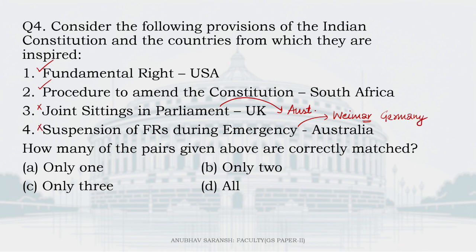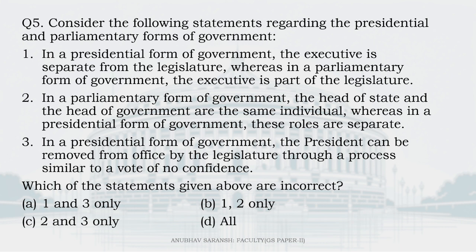How many pairs are correctly matched? B. Only 2 pairs are correctly matched. And the last question for today. Consider the following statements regarding the presidential and the parliamentary forms of government. In a presidential form of government, the executive is separate from the legislature, whereas in a parliamentary form of government, the executive is a part of legislature.